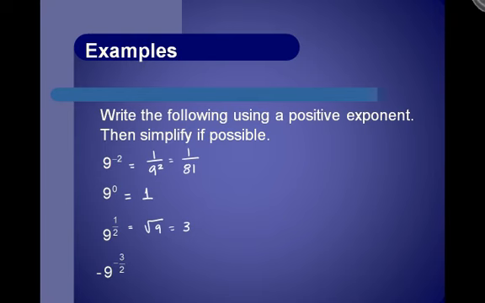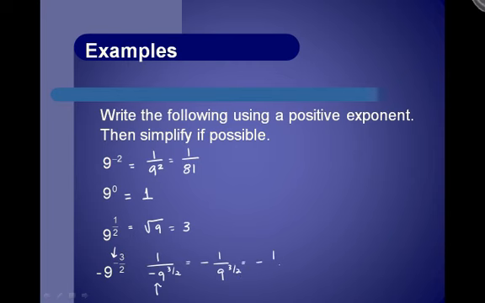Negative 9 to the negative 3 over 2 power. Well, let's start with the negative power. That means 1 over negative 9 to the 3 over 2 power. Well, because the negative is not included in the parenthesis, that just means the negative is sitting out front making the answer negative. So we're going to have 1 over 9 to the 3/2 power.